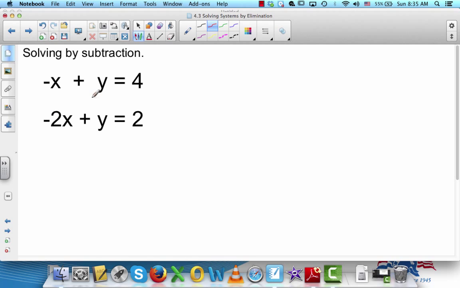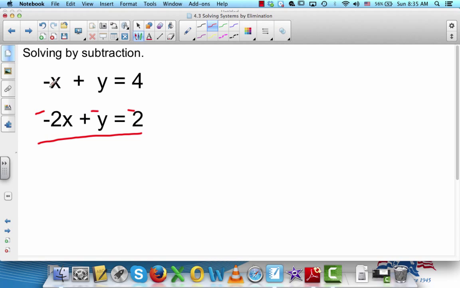Okay, this time if you look at these two equations, we've got a positive y and a positive y. So we can get rid of the y's here, not by adding them together, because that would give us 2y here, but this time we're going to subtract them. So we'll start with the first equation, and we're going to subtract each one of these items.